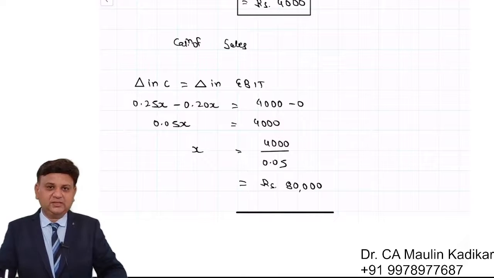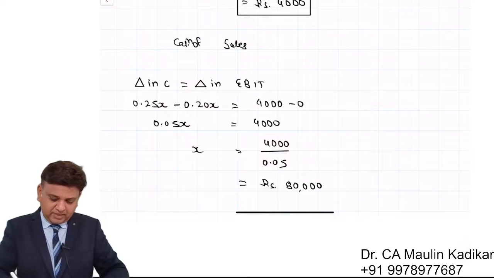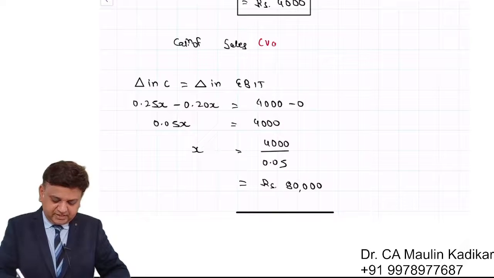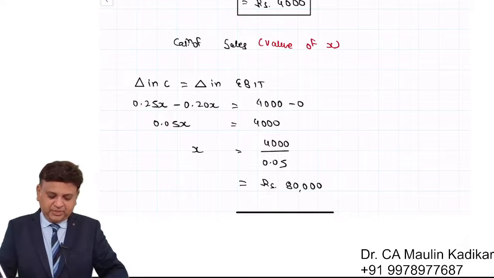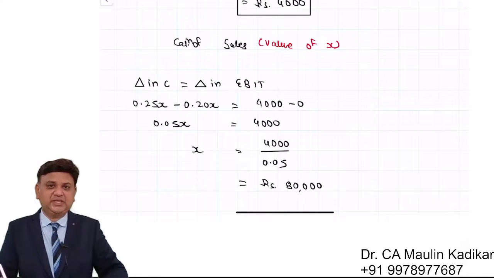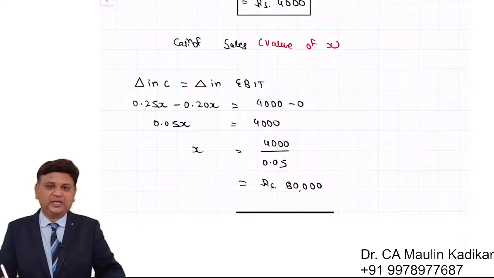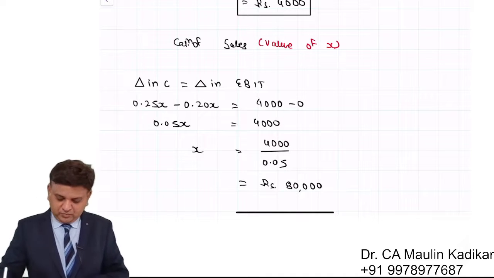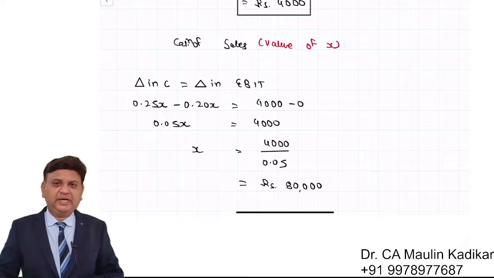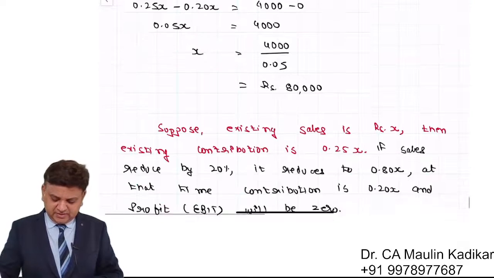So write down sales, in bracket I am writing value of X. Change in contribution is equal to change in EBIT. So 0.25x minus 0.20x is equal to 4,000 minus 0. So X value is 80,000. Okay, so we have made the calculation of the value of X.